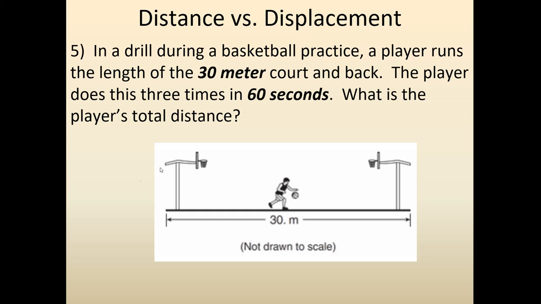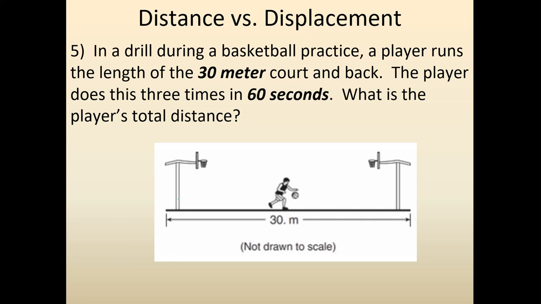All right, so here we're told that the person runs the length of the basketball court. It's 30 meters, and he goes there and back. So from one post to the next post is 30, and then back is another 30. And he does this 3 times in 60 seconds. So they want to know, what is the total distance?